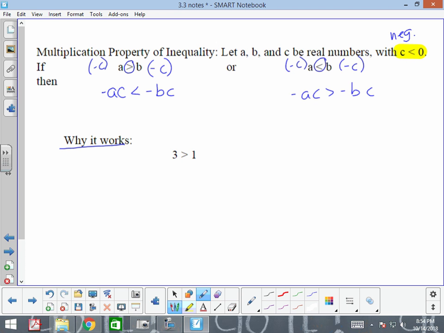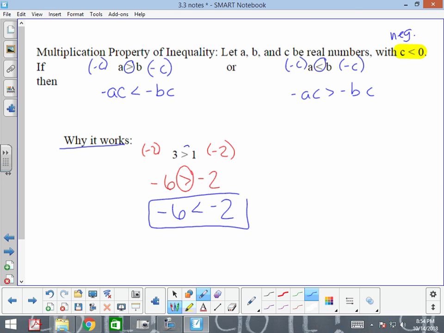We have 3 is greater than 1. But let's multiply both sides by negative 2. So what do we get? We get negative 6 greater than negative 2. Well, that's not true. So that's why we have to switch this around. It actually is going to be negative 6 is less than negative 2. So when we multiply, or in a minute we're going to find out about divide, we have to switch this symbol around when we divide or multiply by a negative number.